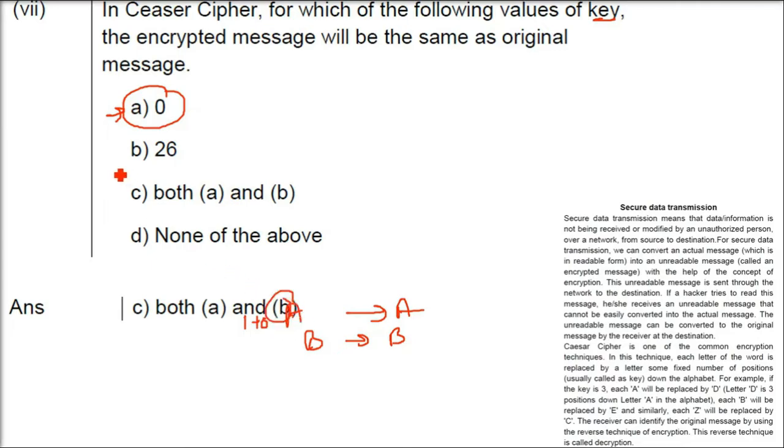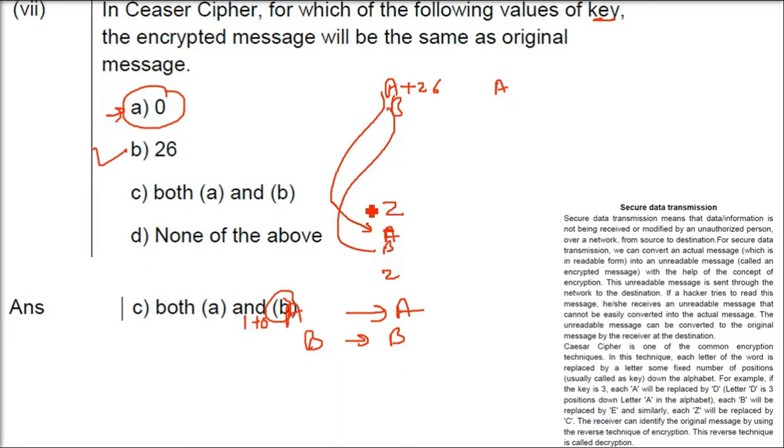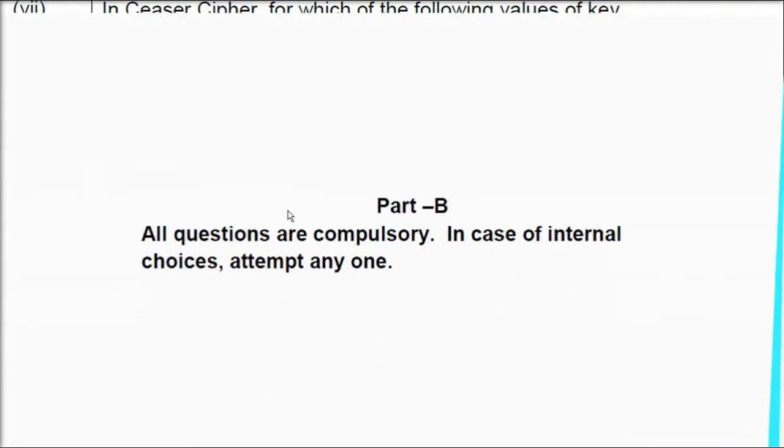But what about 26? 26 is also the answer. Why? Because when you go from A to Z, after Z what will come? A will come. So if you add 26 to A, A is the first position, you add 26, it will again be A because after Z it will be A.